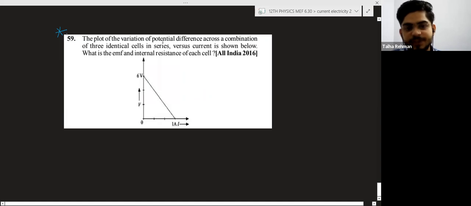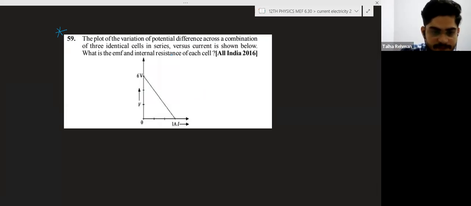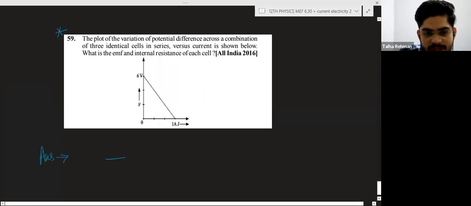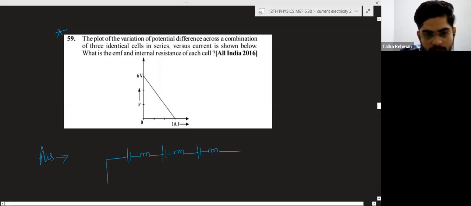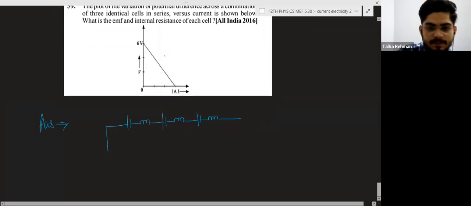The plot of variation of potential difference. Plot means this graph. The plot of variation of potential difference across the combination of three identical resistances in series versus the current is shown below. What is the EMF and internal resistance of each cell? So they are saying three equal cells are connected in series like this.